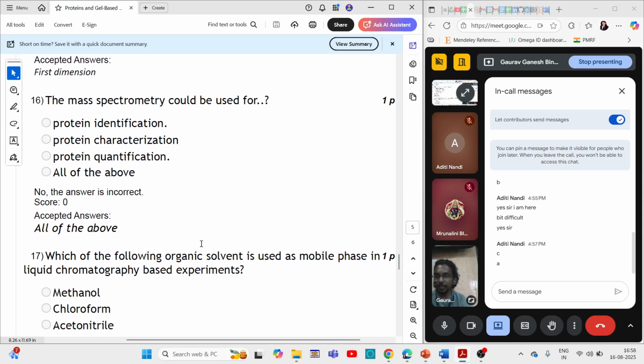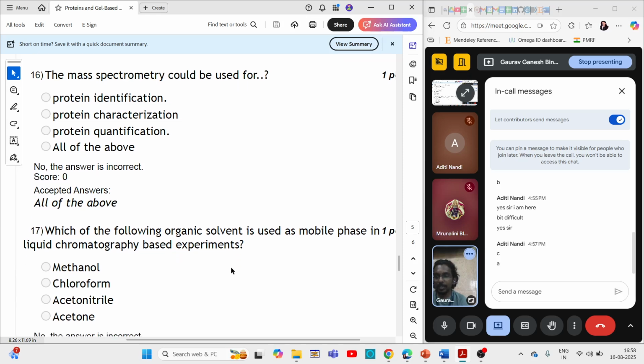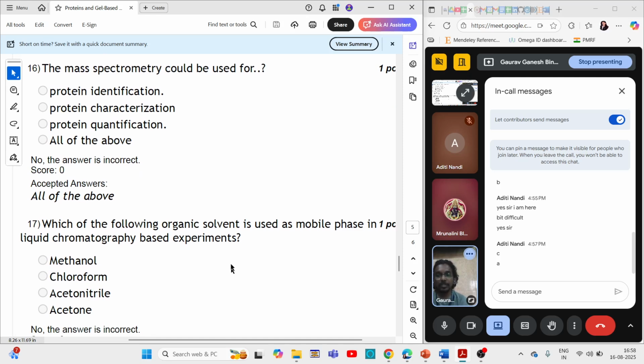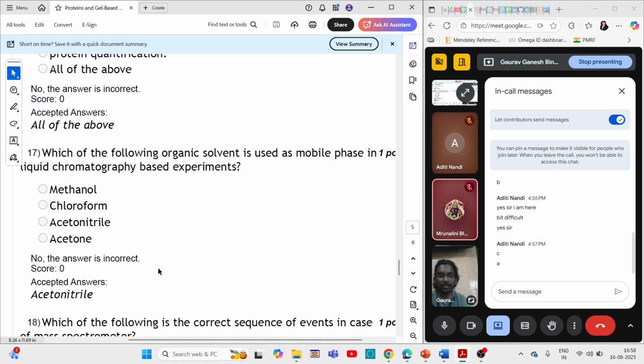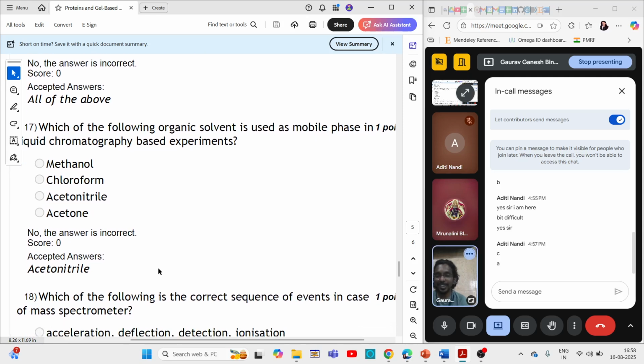Yeah. So which of the following organic solvents is used as a mobile phase in a liquid chromatography based experiment? Yeah, generally that's what is used. I think you are already doing certain research related to it. That I think so.